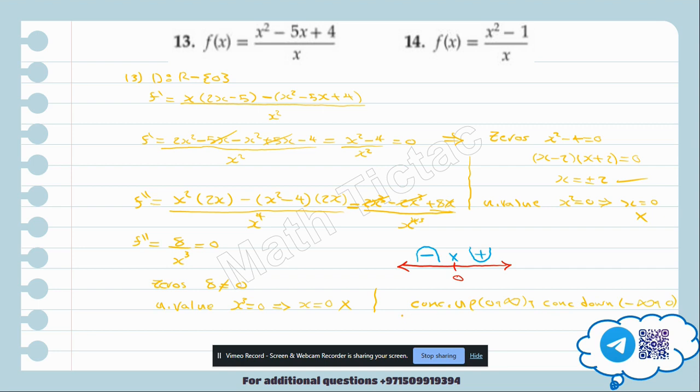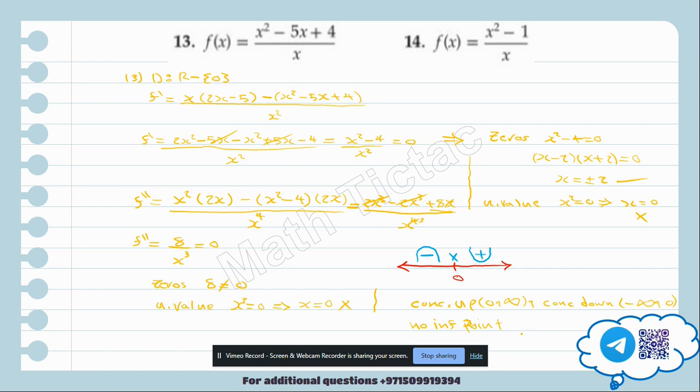Now after that we can say that there is no inflection point. I know that you will say, teacher, I have a change from concave down to concave up, why is the 0 not an inflection point? I will say it's because it's not included in the original function's domain. So you cannot take it.